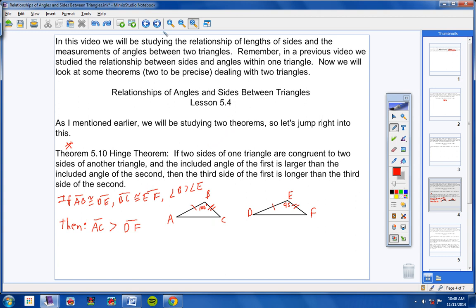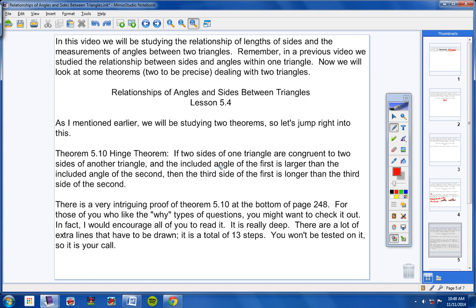Okay, now, listen, there's a very intriguing, that's a good word, intriguing proof of Theorem 5.10 at the bottom of page 248. Or is it 5.11? Yeah, 5.10. For those of you who like the why questions, you might want to check it out. In fact, I would encourage all of you to read it. It's really deep. It's really cool. Of course, all math is cool, but this is really cool.